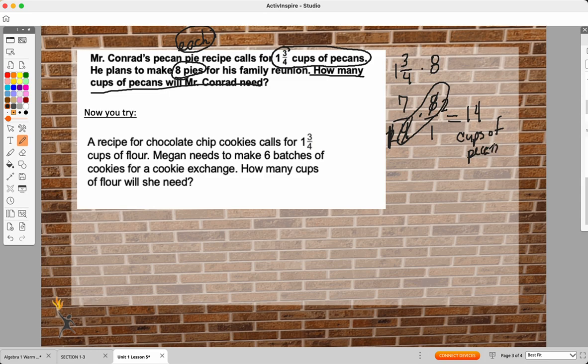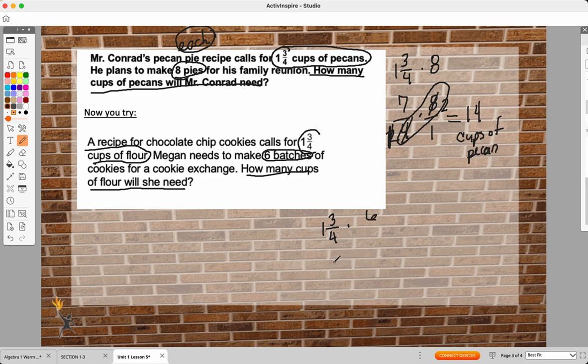All right, and the last little bit I want you guys to do is try the recipe that Megan has for her chocolate chip cookies. All right, let's take a look at how this one sets up. Again, it's a similar problem. 1 3/4 cups of flour, 6 total batches. Okay. We know how much flour she needs. Same idea of having that boxed answer over there. So 1 3/4 times 6.